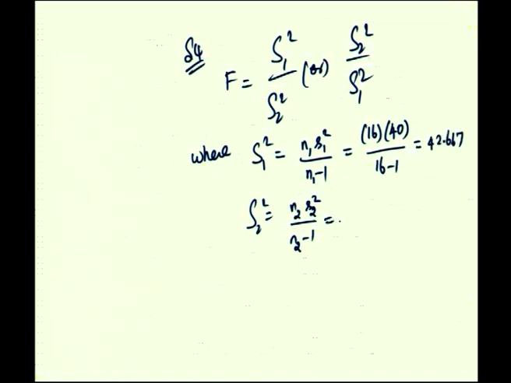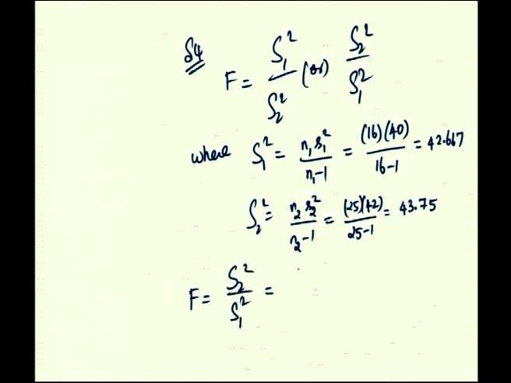And similarly, n2 s2 square by n2 minus 1 is 25 into 42 by 25 minus 1, which is equal to 43.75. Now, S2 square is greater than S1 square. So, the formula of F applies as S2 square by S1 square, 43.75 divided by 42.667. Since the F formula stands for greater variance by smaller variance, the F value will always be greater than or equal to 1. So, this computation gives you the value 1.0253.